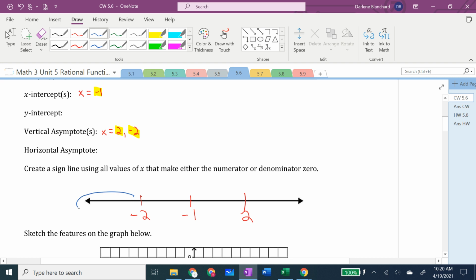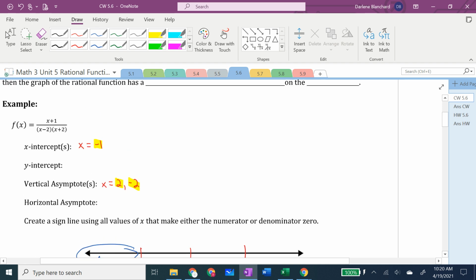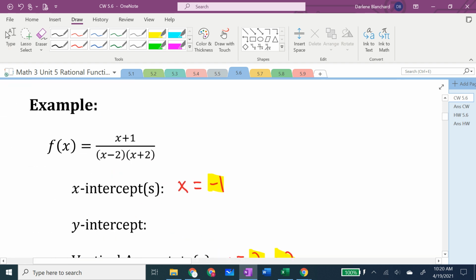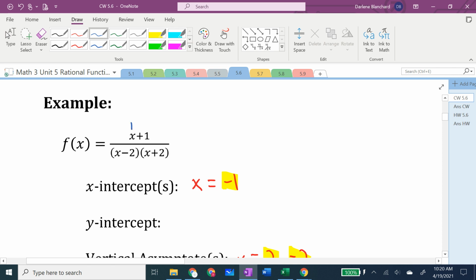Pick a number, any number, less than -2. I like to go big. I'm going to choose -10. Most people will go small and pick -3. But you know, when you can go big, go big. If x is equal to -10, you do not need to calculate the function value. All you need to know is, does the function give me a positive or a negative number?